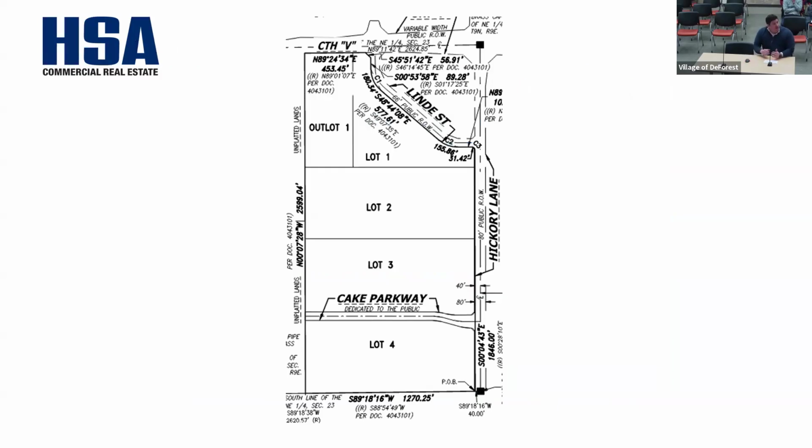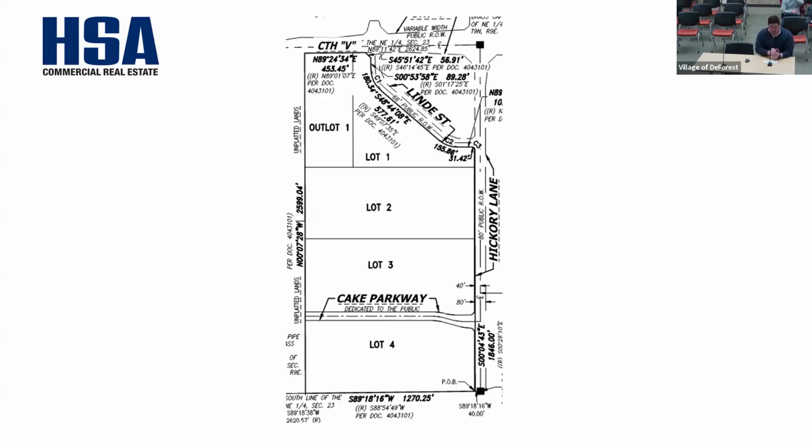This is a zoom in of how we're looking to divide this. Outlot one would be our conservancy zoning. There's a wetland on the north portion of that lot, and the rest of it would contain significant detention to accommodate the rest of the lots.